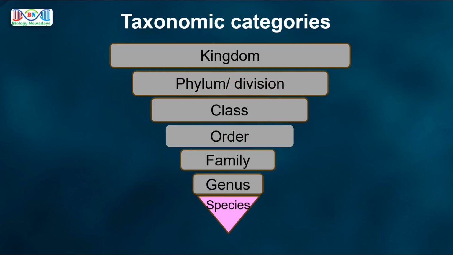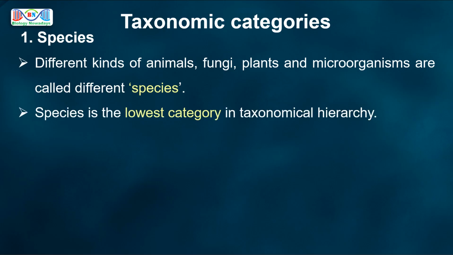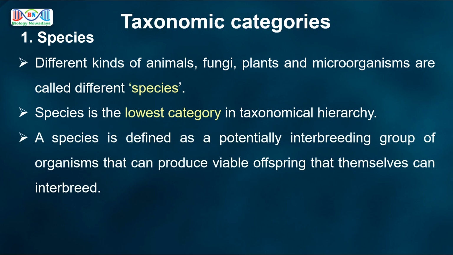First, species. Different kinds of animals, fungi, plants, and microorganisms are called different species. As we just saw before, species is the lowest category in taxonomical hierarchy. A species is defined as a potentially interbreeding group of organisms that can produce viable offspring that themselves can interbreed.